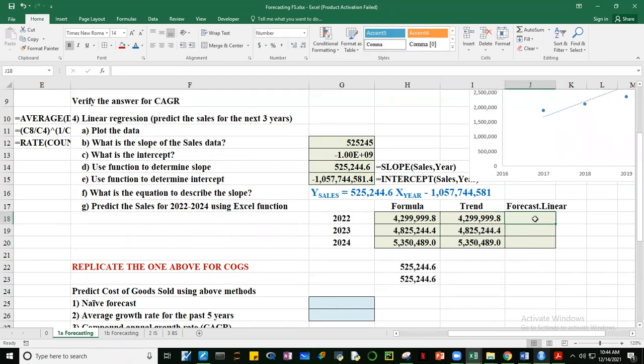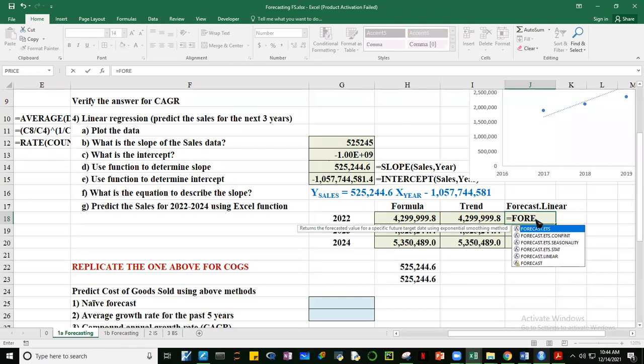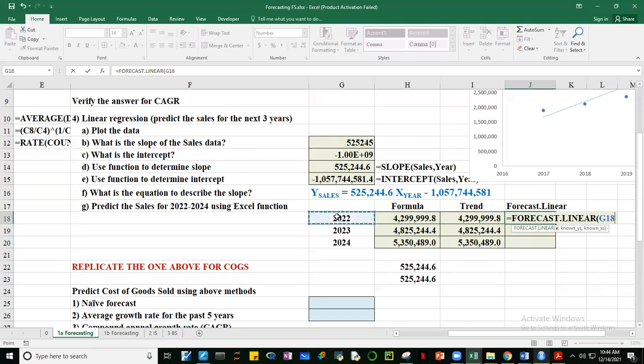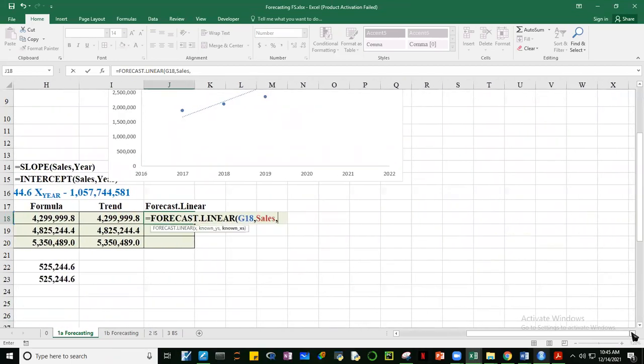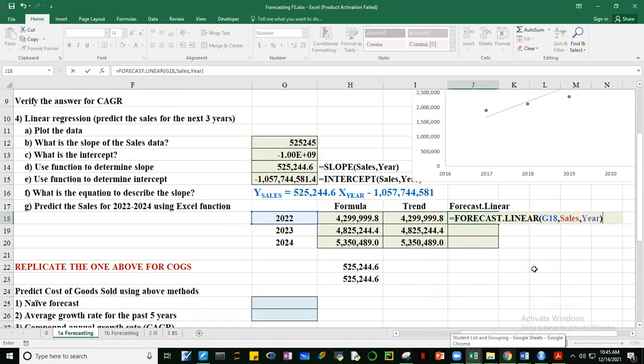And lastly, ito guys, yung forecast linear. Pwede rin yan. Function FORECAST.LINEAR. Okay? Ito. FORECAST.LINEAR. Click natin. Ano yung X natin? 2022. Kasi ipipredict natin ano yung magiging sales natin given the X is 2022. Comma, known Y's is your sales. There you go. And then comma, known X's, that's your year. There. Okay, so control enter.